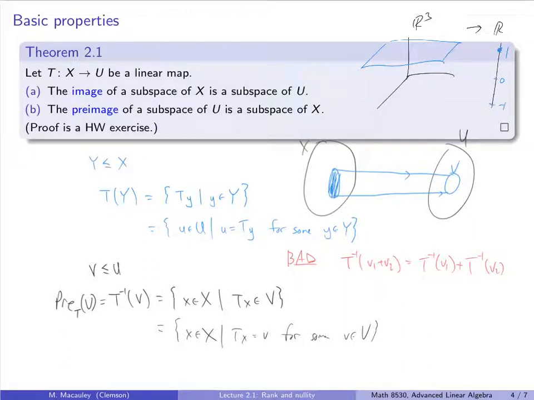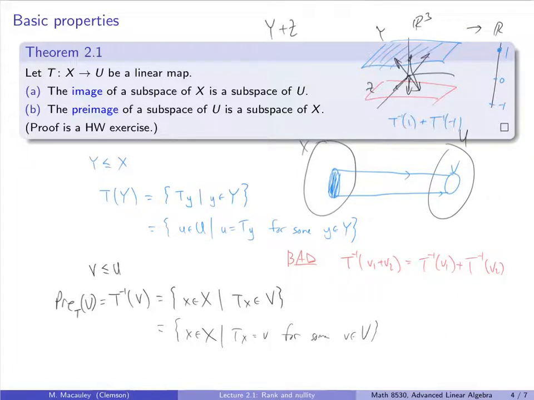So then the preimage T inverse of 1 is this plane here, and the preimage T inverse of -1 is going to be this plane down here. So this is the set of all vectors that look like this, and this is the set of all vectors that look like this. Now if this is y and this is z, then y plus z.